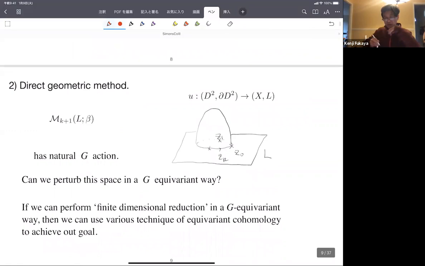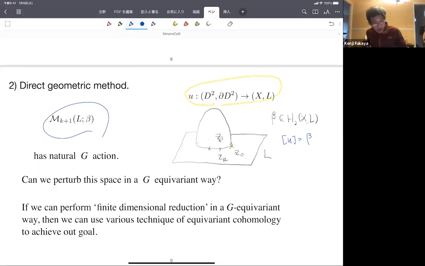So that is something I'm working on. You consider this beta, which is an element of H2(X, L). And then we consider this moduli space of holomorphic disks together with this marked point. So this is L, the holomorphic disk which bounds L. And of course, this homology class of u is assumed to be beta. So this is this moduli space.